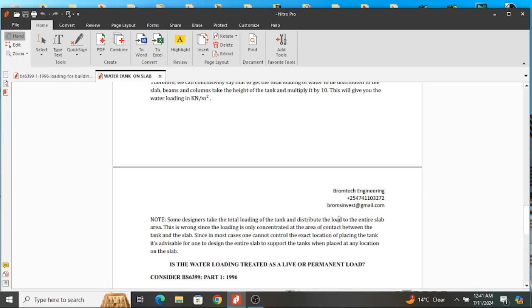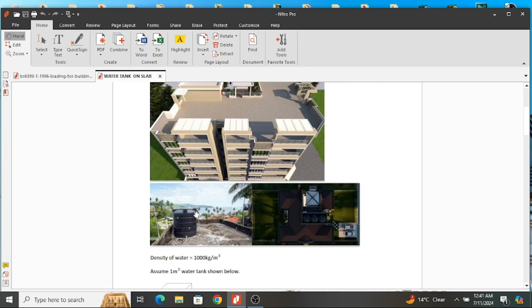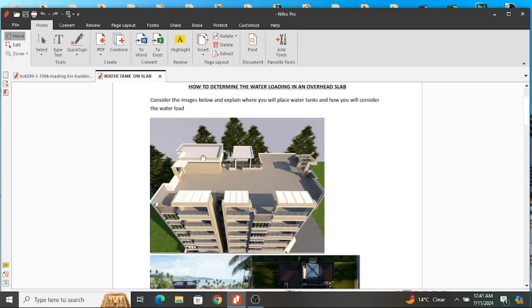Then they distribute the load to the entire slab area. Assuming that is such a tank and it is going to be placed here, they get the volume of the tank, multiply by the density of water, and then divide by the area of this slab. That is wrong, because what if I place that tank at this corner? That means I'm going to have more load at this corner and no load here.